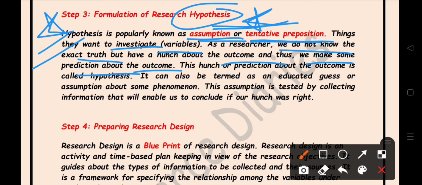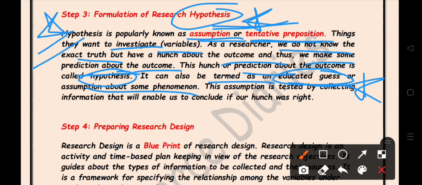As with our research problem, our hypothesis should be relevant and accurate in nature. This hunch or prediction about the outcome is called a hypothesis. It can also be termed an educated guess. Okay, this is also an important point over here. Hypothesis is the educated guess of a researcher, or an assumption about some phenomena.